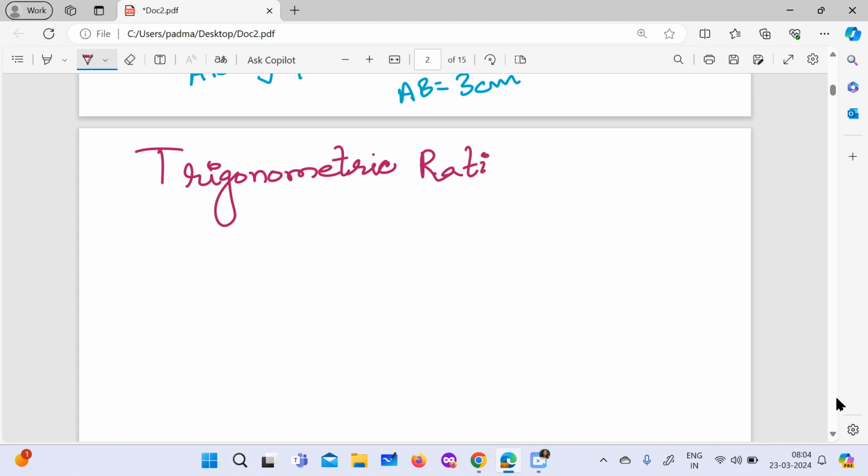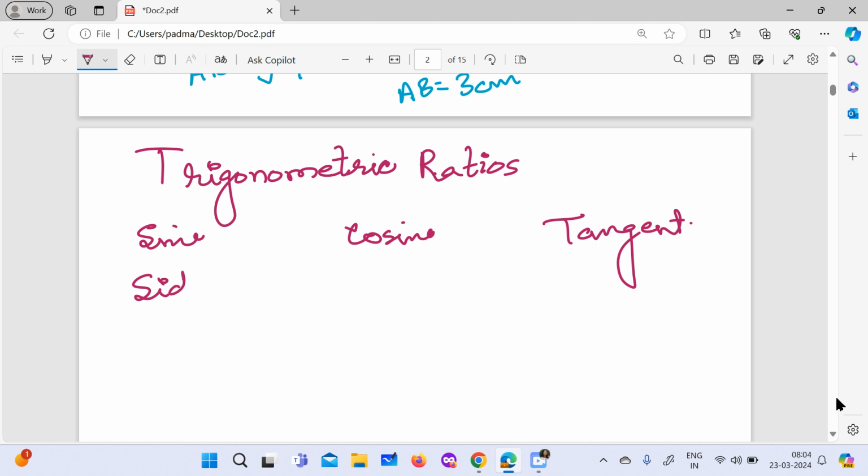Those are sine, cosine, and tangent. So, what is the use of these trigonometric ratios? With the help of these trigonometric ratios, we can find the side of a triangle, or an angle when the other two things are given. So, I'll show you how.